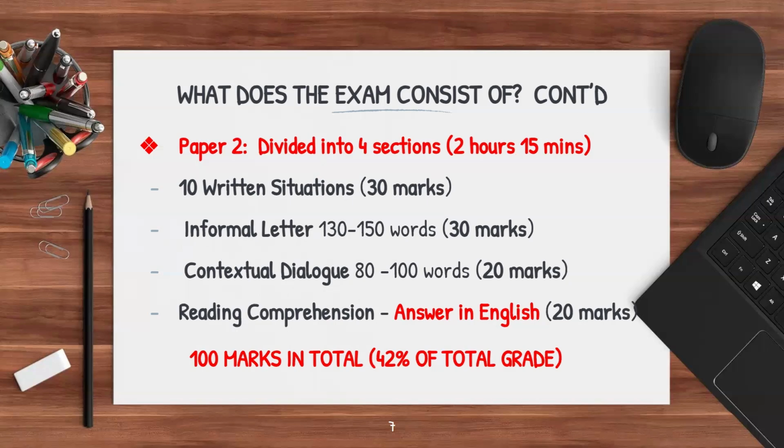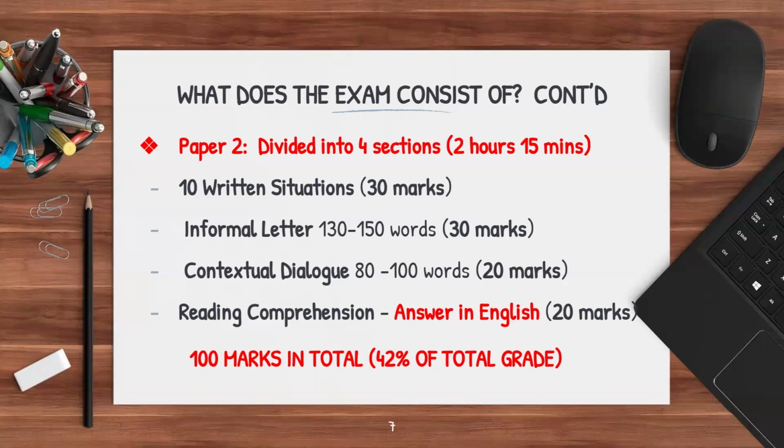Section 2 is going to be an informal letter that you're going to have to write, between 130 to 150 words. This section is also going to be worth 30 marks. So the written situation and the informal letter that you have to do for this CSEC paper are both going to be worth 30 marks each.